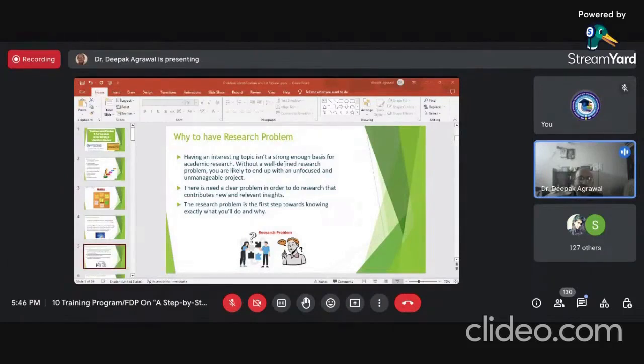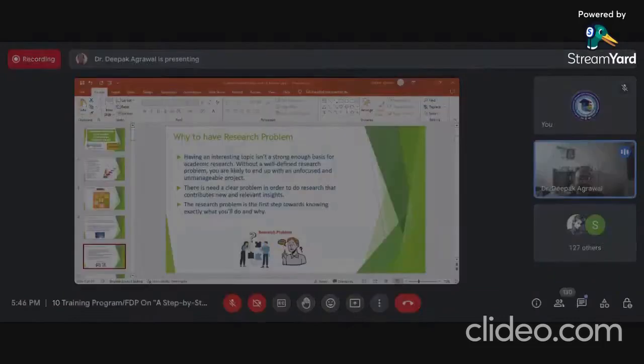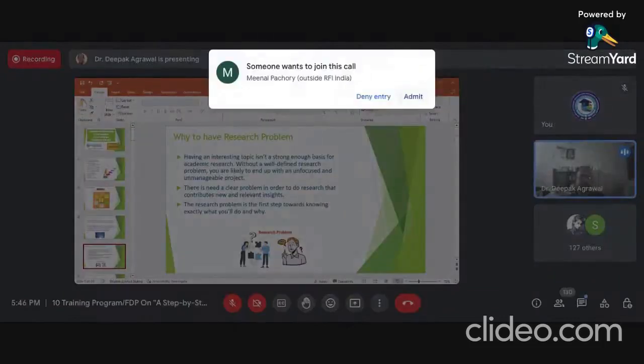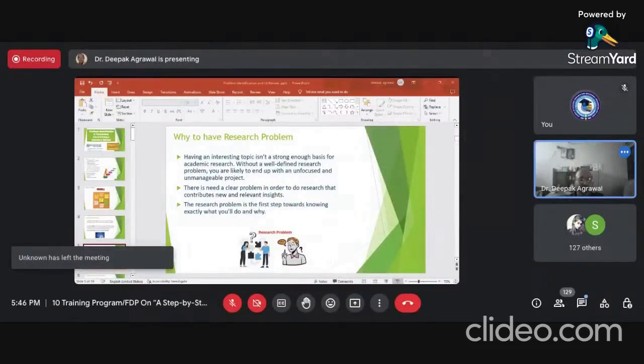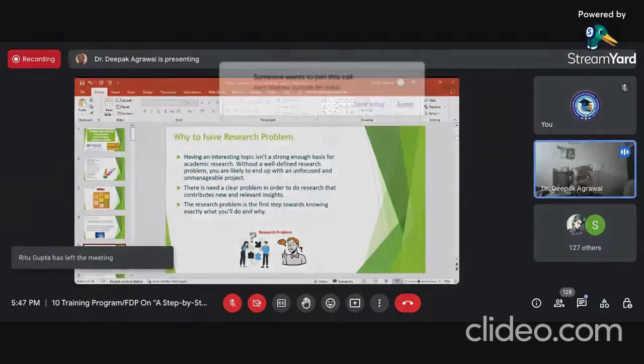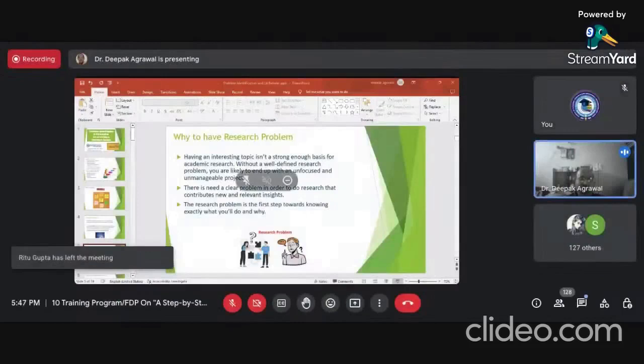The question arises, why have a research problem? When we have an interesting topic but do not find a strong basis for academic research, then it provides a base to identify the research problem. Because without a well-defined research problem, you are likely to end up with an unfocused project. So it is a very important concept: what to do, why to do it, before proceeding, and then we try to find the answer.